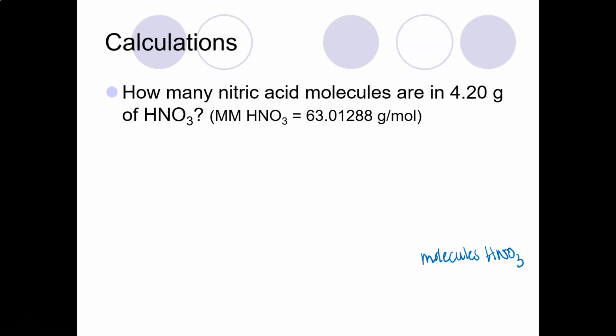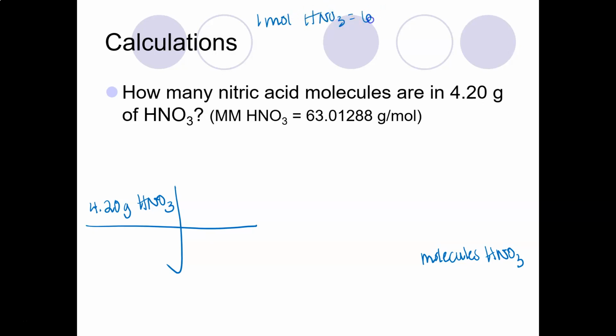What we're starting with is 4.20 grams. So 4.20 grams of HNO3. And this is what we know. We have the molar mass of HNO3. So 1 mole of HNO3 equals 63.01288 grams. The other unit factor that we know, just generically, 1 mole of anything is equal to 6.022 times 10 to the 23rd things.